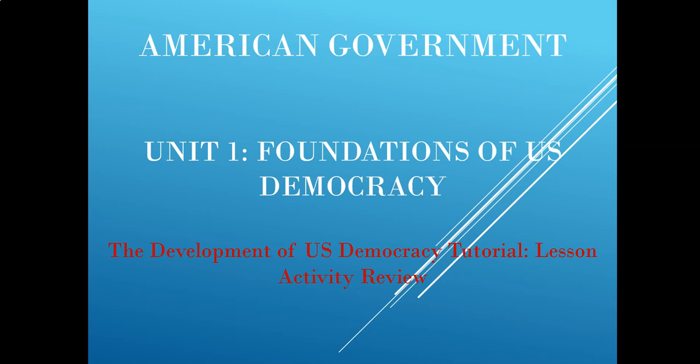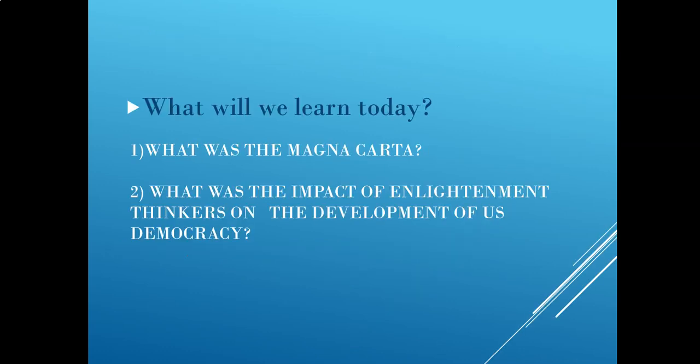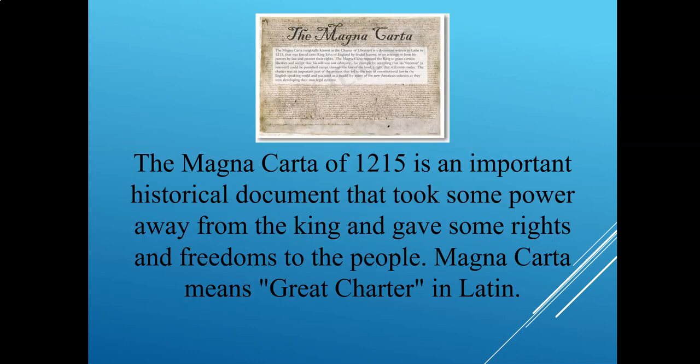Today we are going to be focusing on American Government, Unit 1, Foundations of U.S. Democracy, and the Development of U.S. Democracy. Today we will be focusing on two different topics. First, what was the Magna Carta? And secondly, what was the impact of Enlightenment thinkers on the development of U.S. democracy? The Magna Carta, a very old document, was actually put together in 1215.